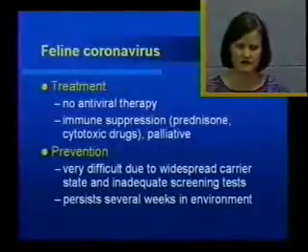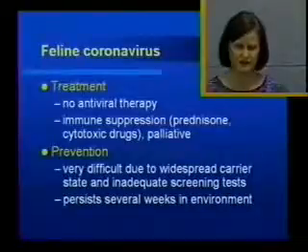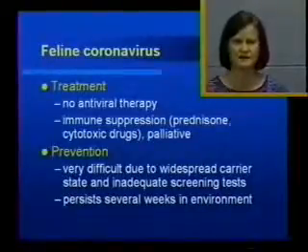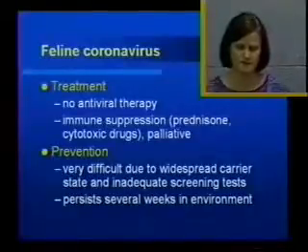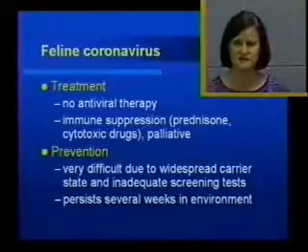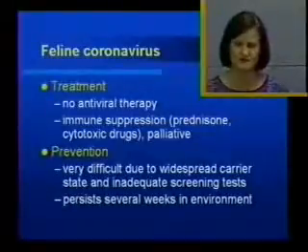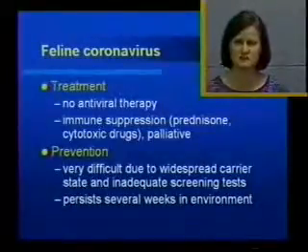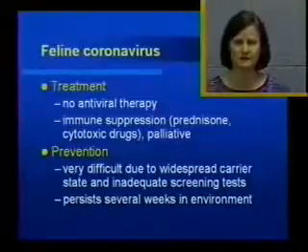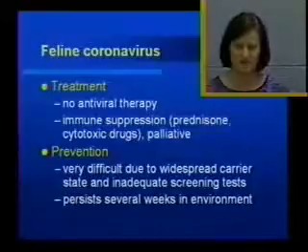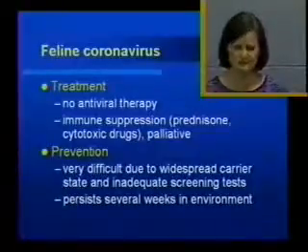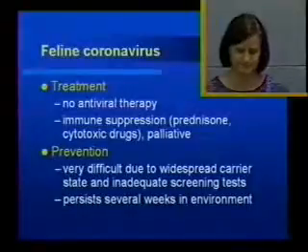This is largely an untreatable disease once cats become ill with infection. There is no antiviral therapy that's been shown to be effective against FIP. Immune suppression using prednisone or other cytotoxic drugs is our treatment of choice because remember that this disease is an immune-mediated, unregulated immune response to the virus. But this is palliative only, and cats are likely to relapse with clinical signs within several weeks to several months.